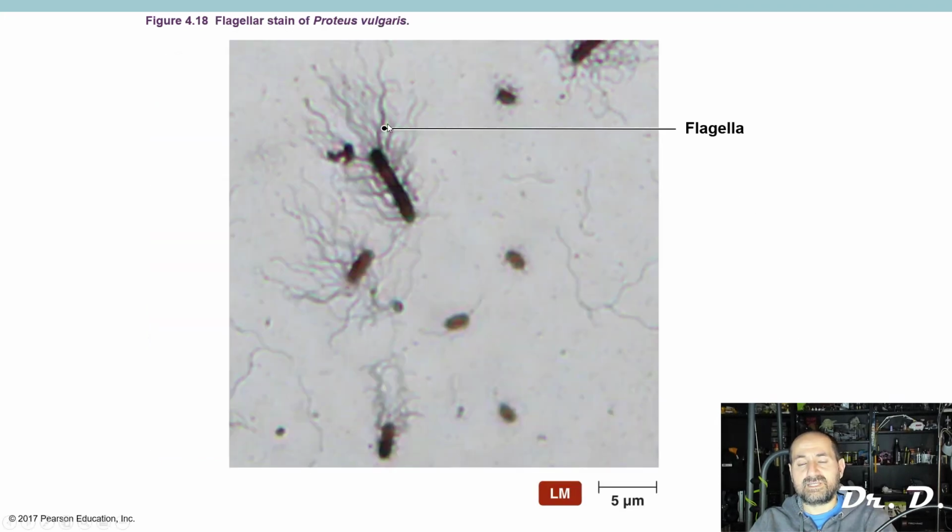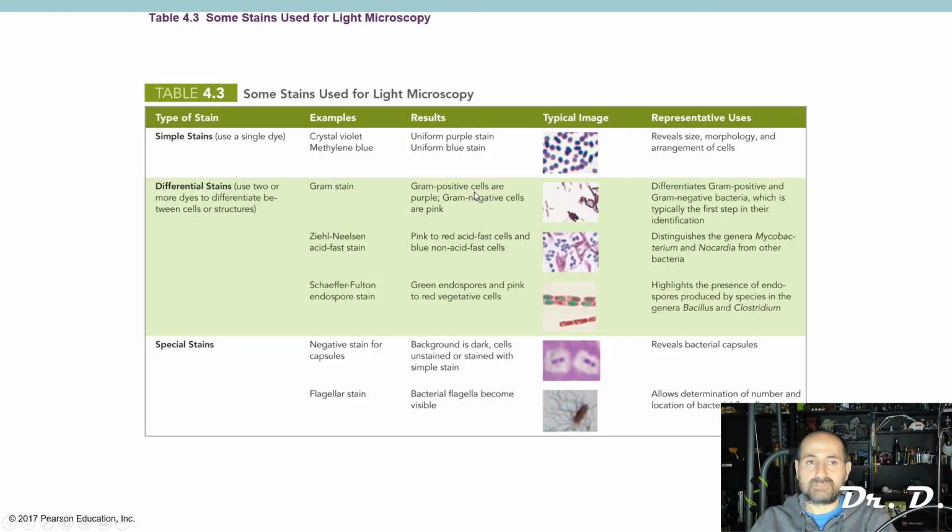Here's flagellar stain, which, remember, is another type of specialized stain. A flagella stain reveals the very fine flagella of bacteria. So this is Proteus vulgaris, a very motile bacteria. It's got several flagella. It's peritrichous, which means it has flagella all the way around the bacteria cell. And you can see individual flagella that are revealed with this flagellar stain. Normal staining doesn't reveal flagella.